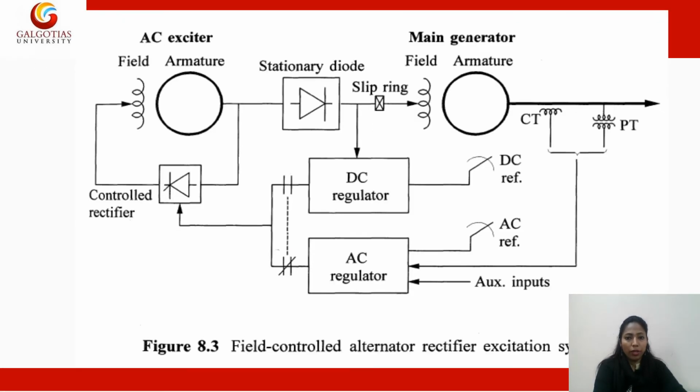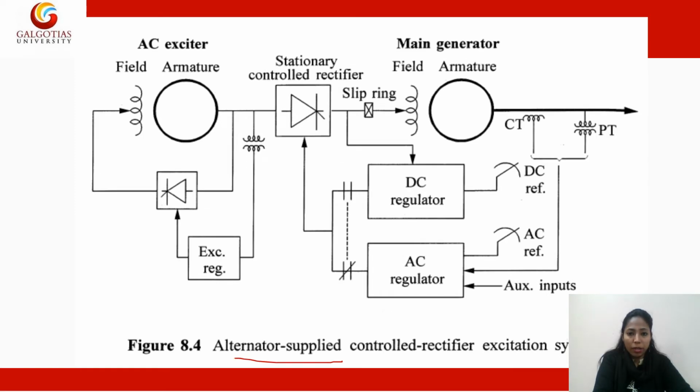Next, the field controlled rectifier excitation system. Here the main generator, field winding and armature winding are shown. On the field winding of the synchronous machine we have to provide the DC supply. So the rectifier, with DC regulators, is used to regulate the voltage level of the controller of that rectifier. After the conversion from AC to DC, the DC is supplied to the field winding.